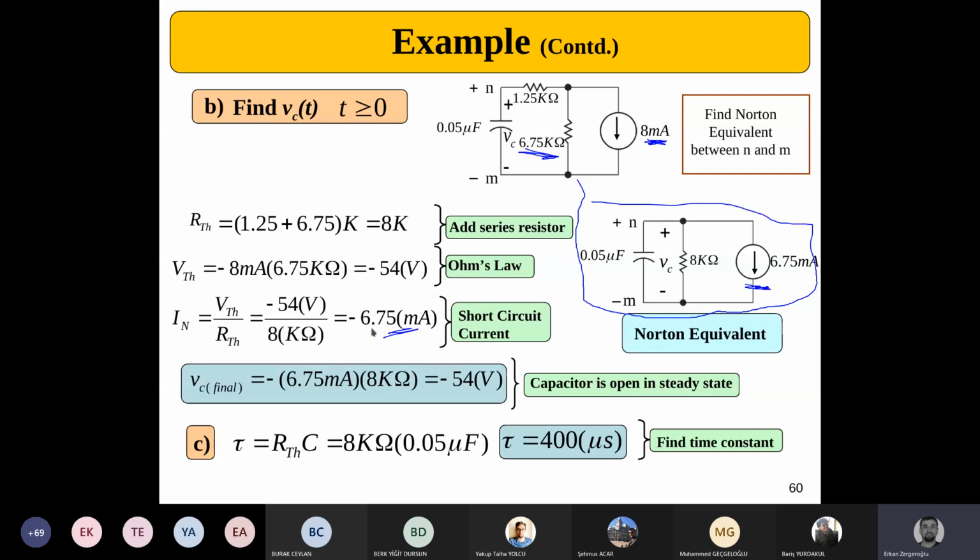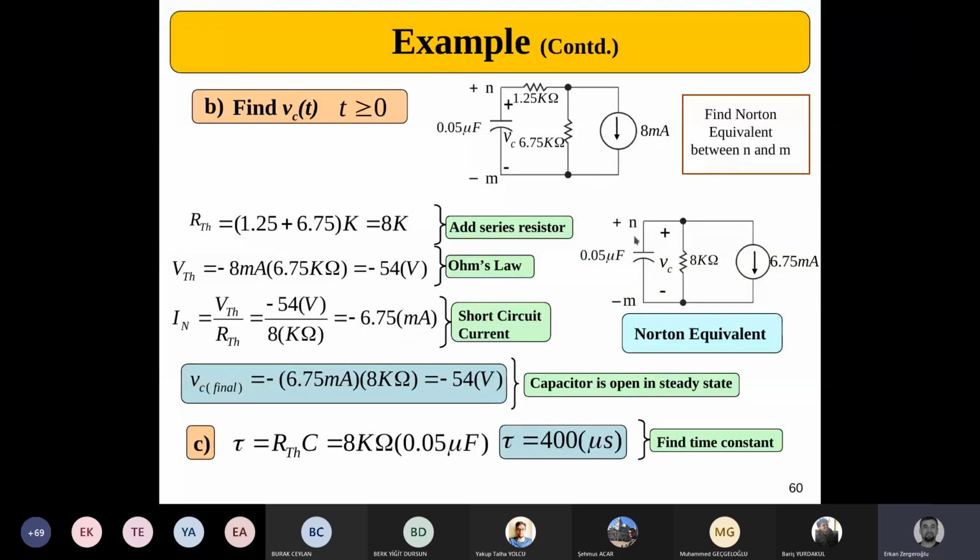It's minus 6.75 milliamps now. That's what we got in here. This portion is what we're really interested in, because we have to calculate the time constant of the circuit using that. There is another nice thing.